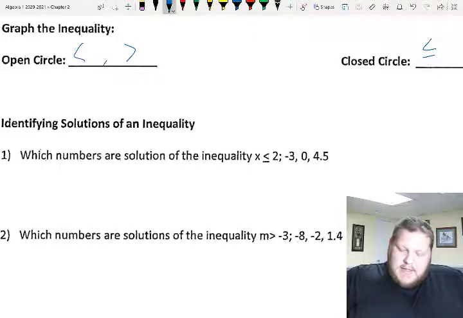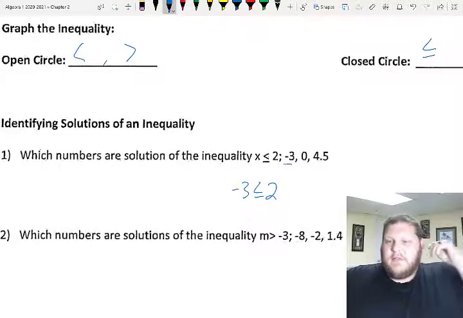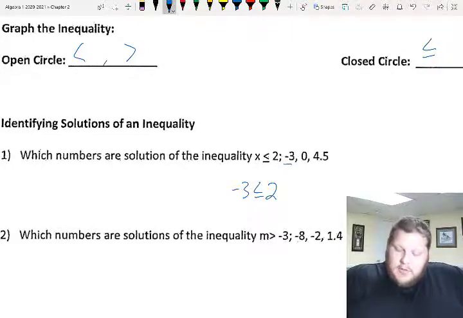So if I was going to check and see if -3 was a solution of x is less than or equal to 2, what I would do is take this -3 and plug it in for x. And I'm going to ask myself, is that inequality true? Is -3 less than 2 or is -3 equal to 2? If either of those two things are true, that means -3 is a solution of that inequality. And in this case, -3 is smaller than 2, right? It's further to the left on the number line. So -3 is a solution.